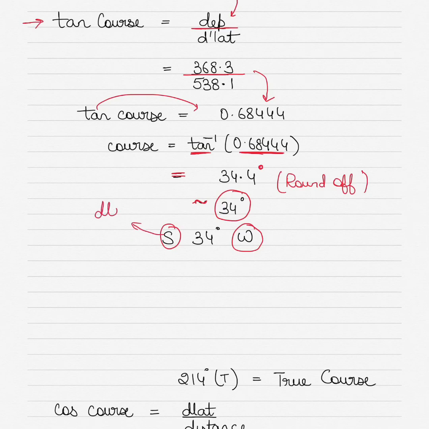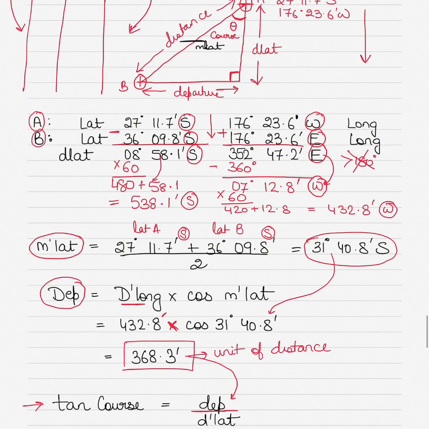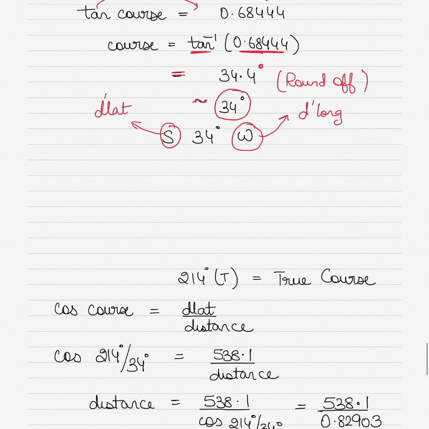Or you can say this comes from dlat. Whatever you name your dlat or whatever you name your dlong, south 34 west. Also in my figure here, I can see that I am going in a southwesterly direction. My course is southwest. Right? So as soon as I write south 34 degrees west, I have to calculate the true course. So what is south 34 degrees west? Well, if I draw north, south, west and east, I know my south is 180 degrees and my west is 270 degrees.